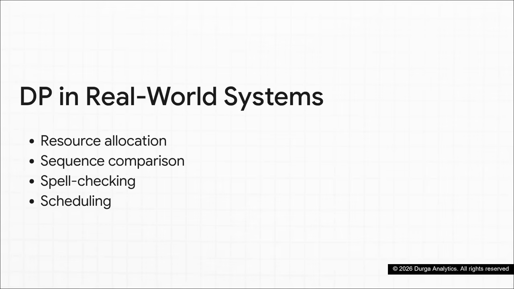When your phone autocorrects a misspelled word, that's a DP algorithm calculating edit distance. Resource allocation, scheduling, sequence comparison, these are real-world optimization problems where a brute force exponential approach would completely crash your servers. Understanding DP means you ship efficient, scalable features instead of intractable, broken code.